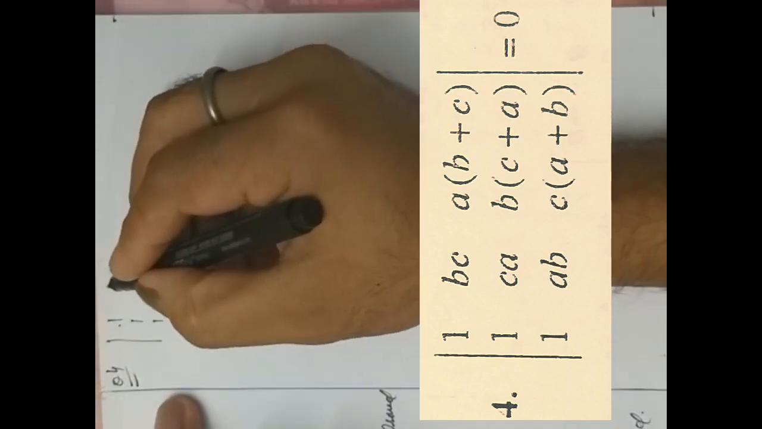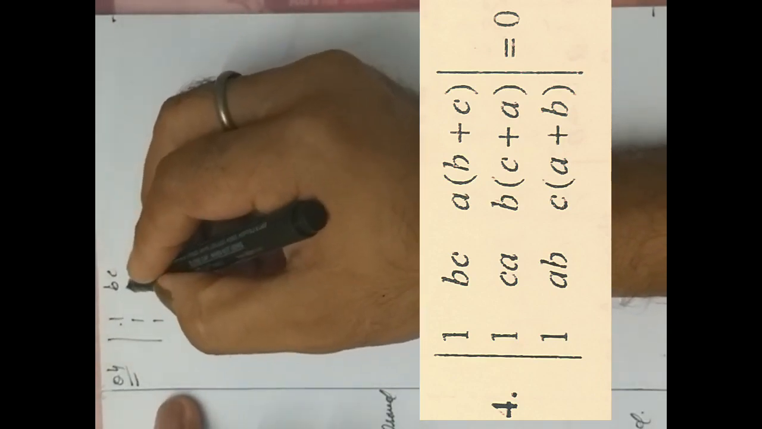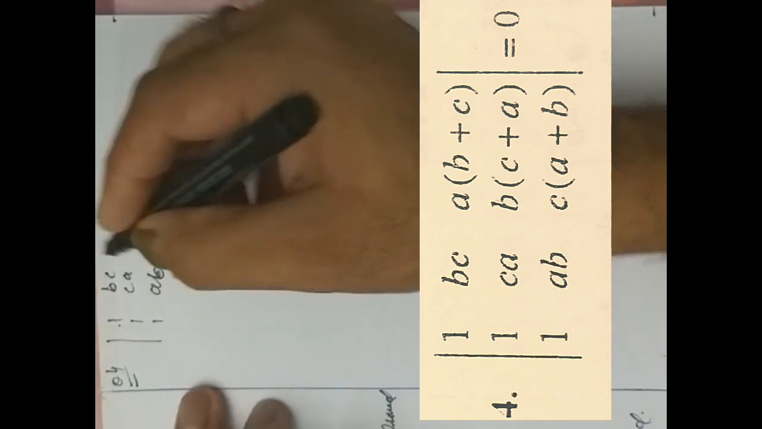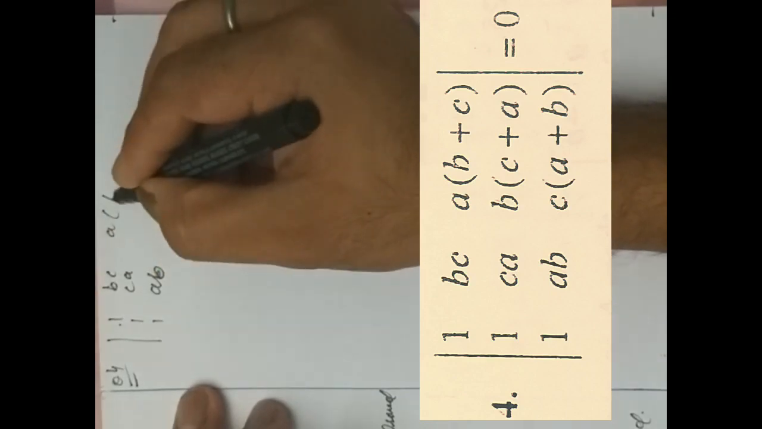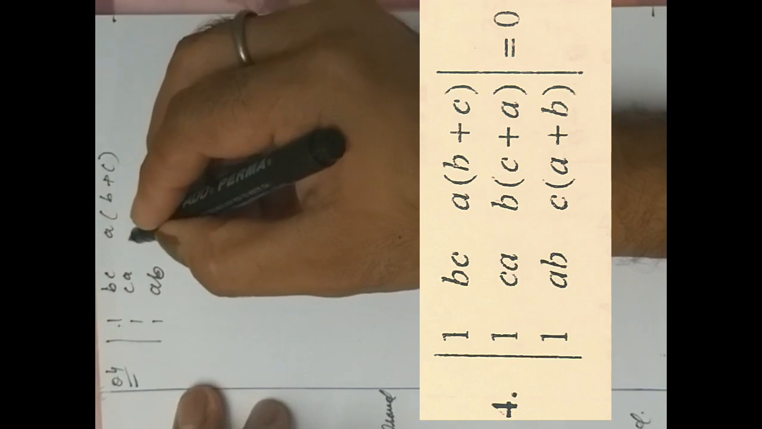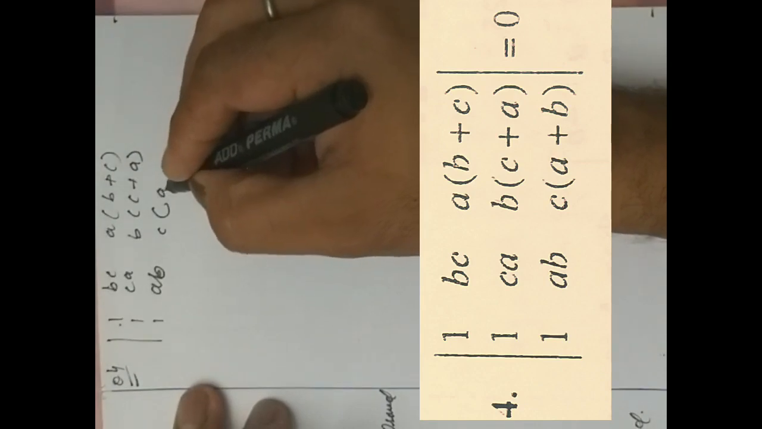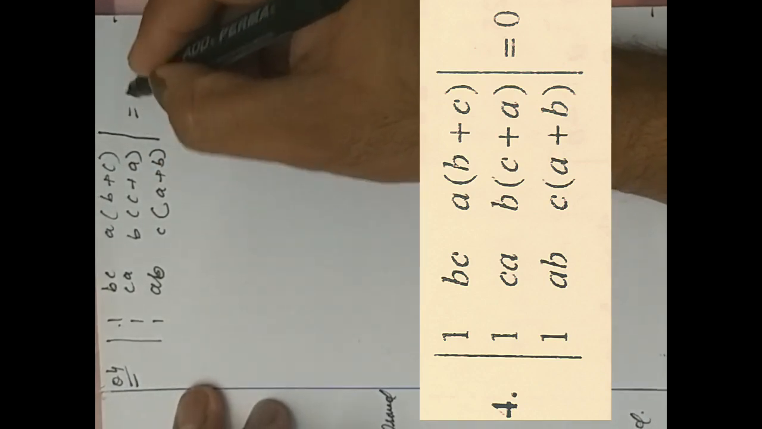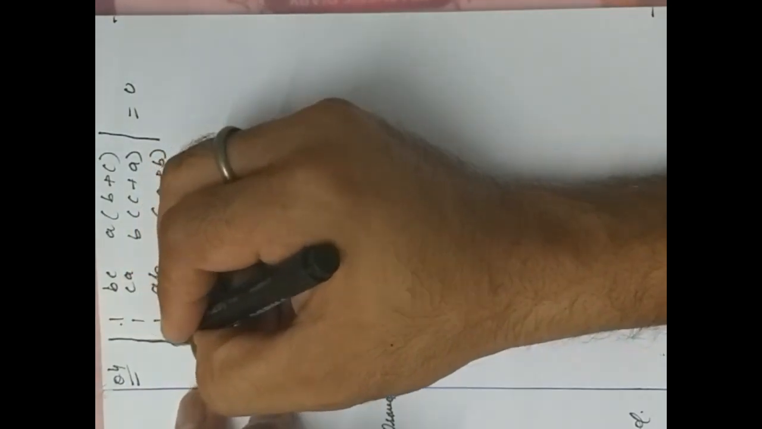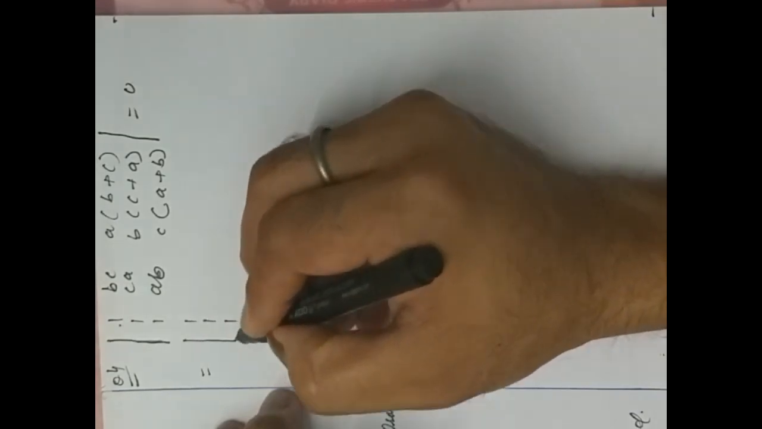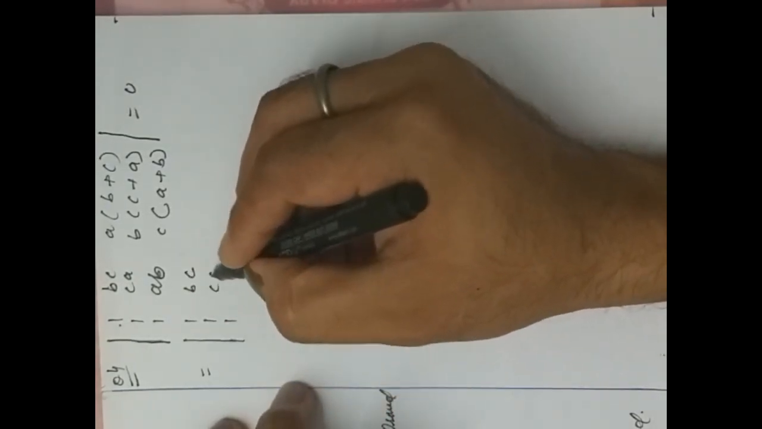Now the question number 4 is: the determinant with first row 1, 1, 1, second row BC, CA, AB, and the third row is A into B plus C, B into C plus A, and C into A plus B, is equal to 0. So we need to solve a little and then we will use properties. So BC, CA and AB.